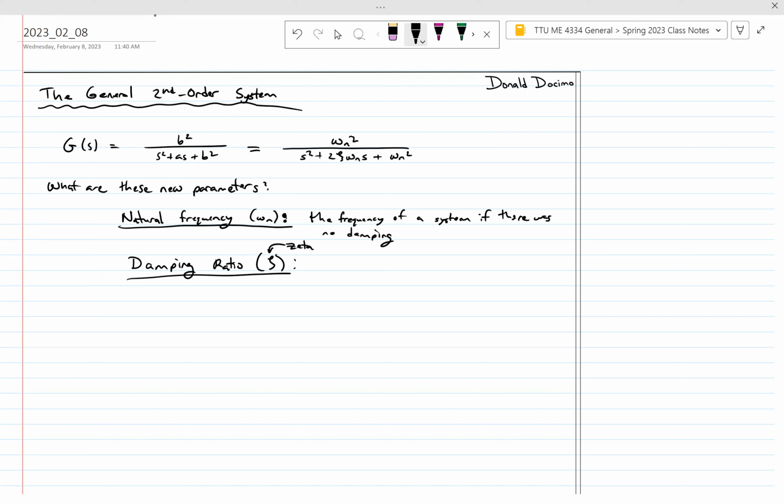Not quite. It's going to depend. It can relate to that in certain circumstances, but not always. It's a ratio. So ratio of what over what?